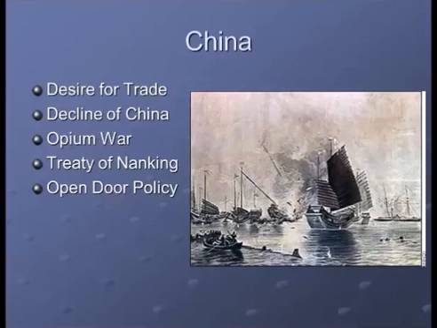All of them carve out a little sphere of influence in China. So China in many ways is divvied up by the different European powers, and also the Americans and the Japanese as well. There's a series of native responses in China.